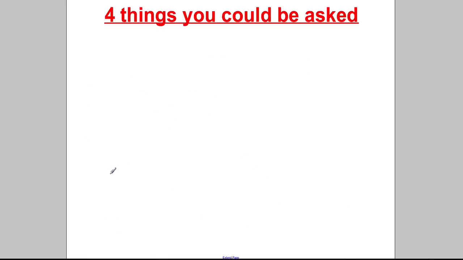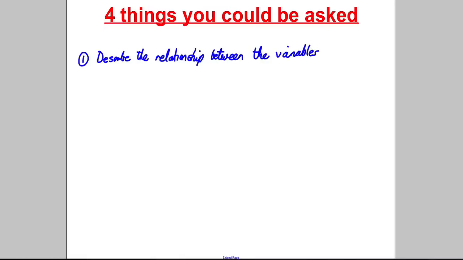And there are four things they could ask you in the exam. So let's go through the four things they could ask you. The simplest thing they could ask you is to describe the relationship between the variables. That is where you would say the words positive correlation, negative correlation, or no correlation. For example, there's a positive correlation between the amount of time you spend revising and your maths score.